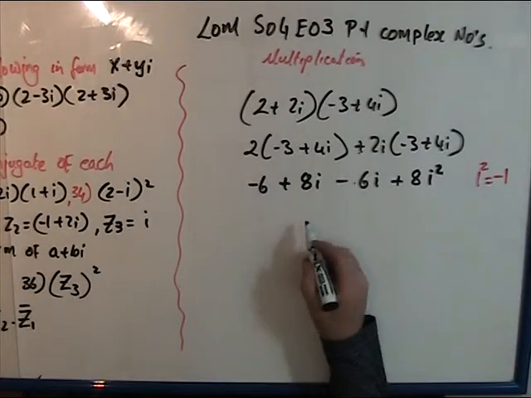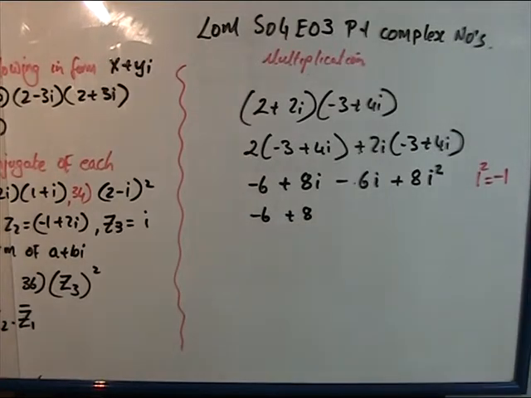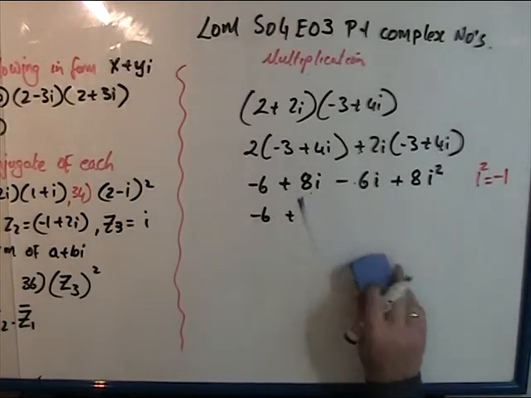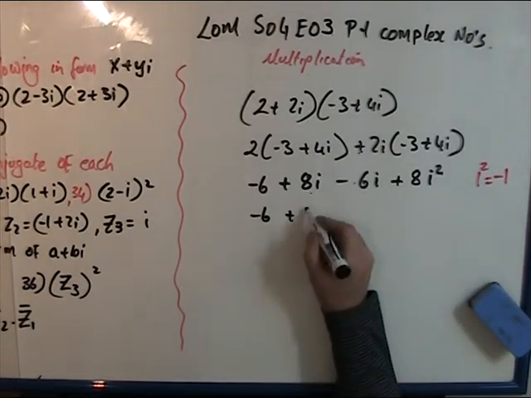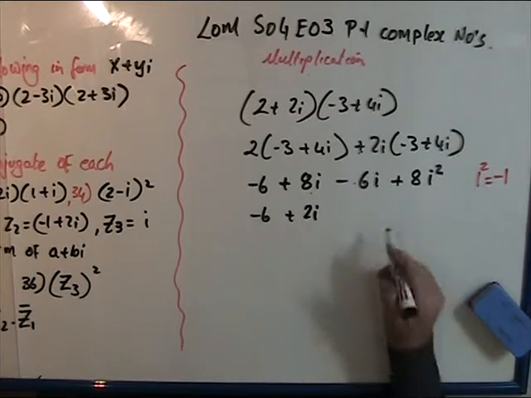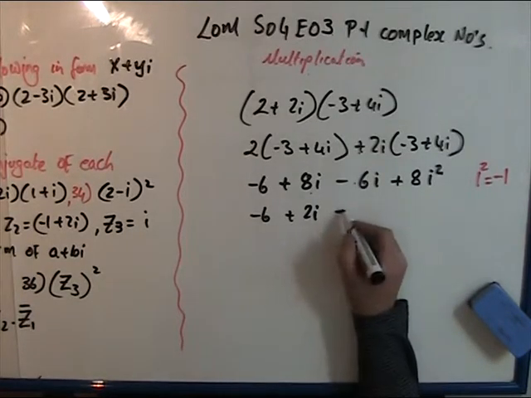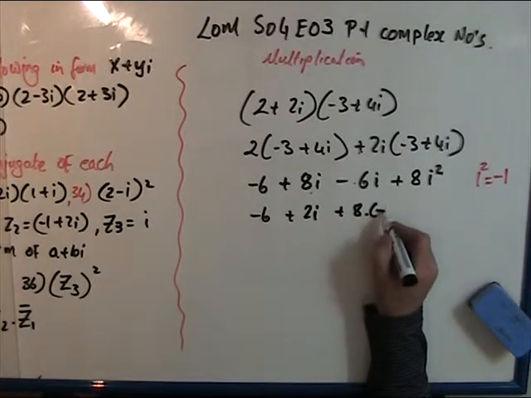So now we can start filling them in. Minus 6 plus 8i minus 6i is 2i. I'm just doing them as I'm going along. This is where I can use the imaginary parts with the imaginary parts and the reals with the reals. Now 8i squared is the same as plus 8 times minus 1.